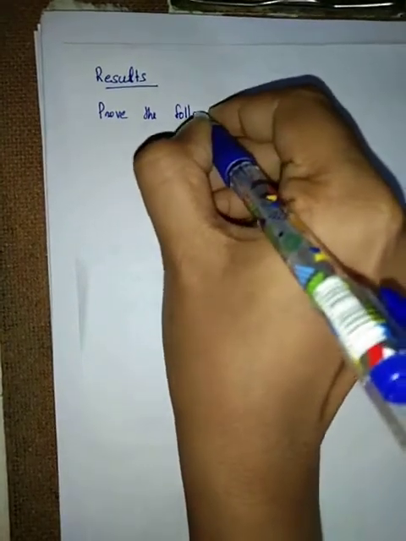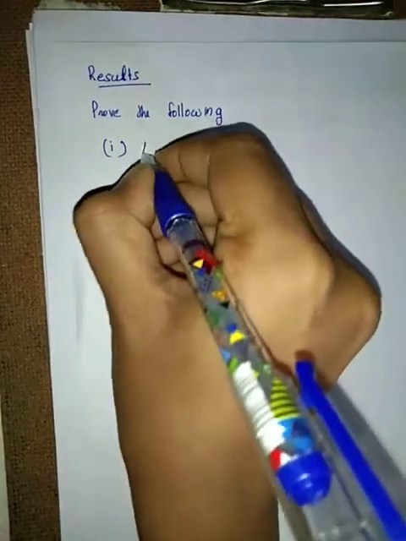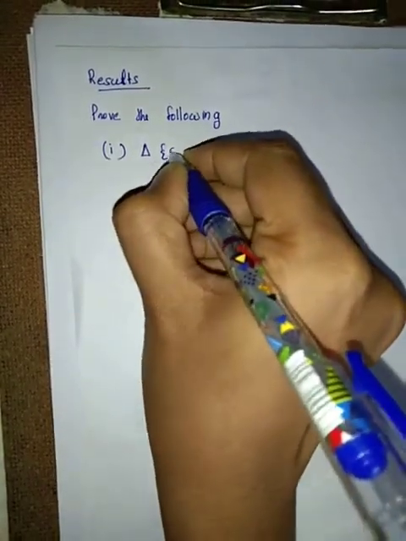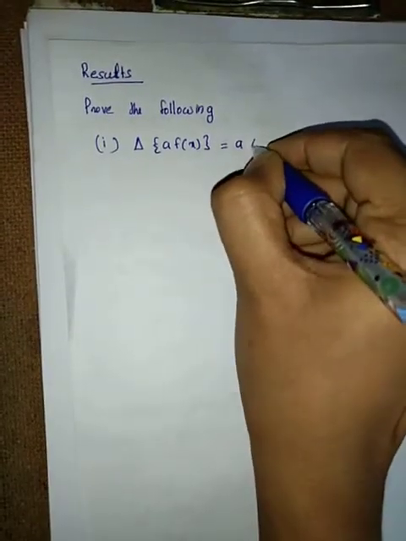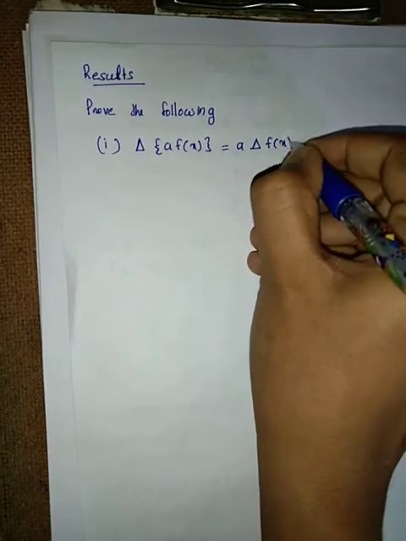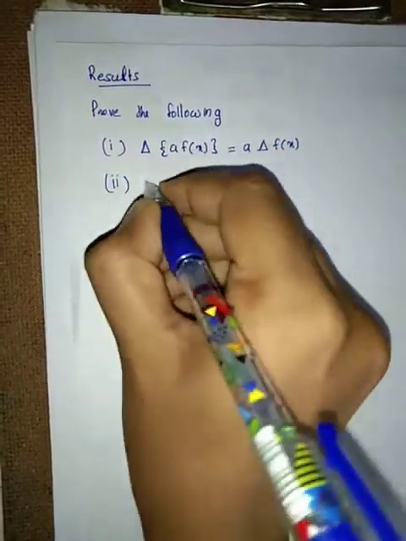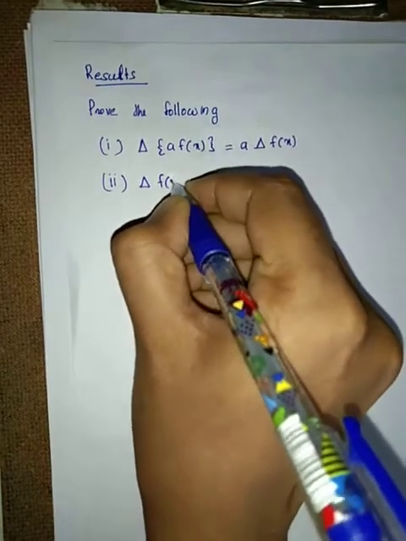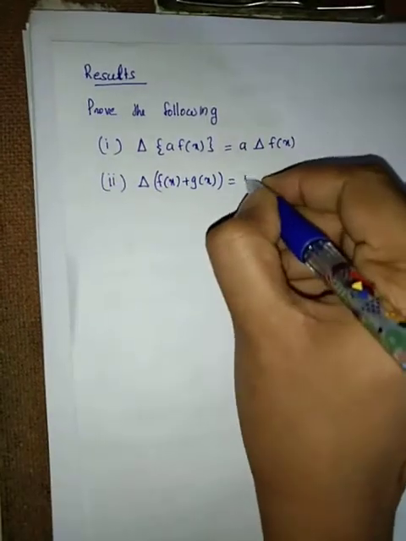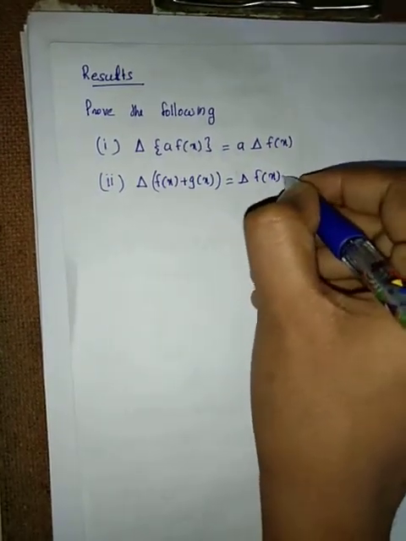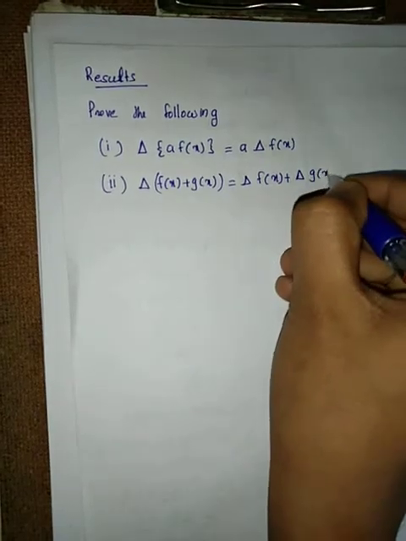First result: prove the following. First one, delta a f of x equal to a into delta f of x. Second one, delta f of x plus g of x equal to delta f of x plus delta g of x.